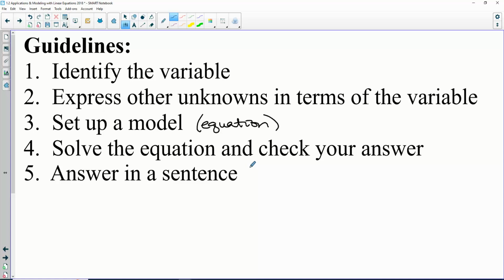And the last thing, answer in a sentence. Every problem, you have to tell me your variable, you have to answer in a sentence. Even if everything else is wrong, you get 2 points if you do those 2 things. Even if everything else is perfect, if you don't tell me your variable and you don't write a sentence, you lose 2 points. Okay, so those are easy points, but I do expect that on every one of these.